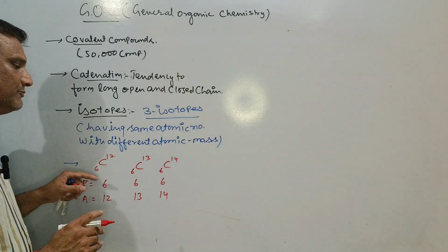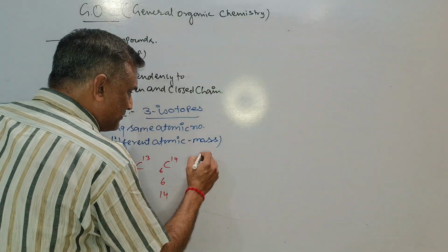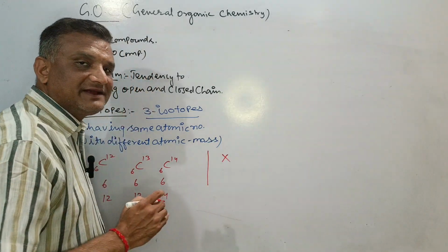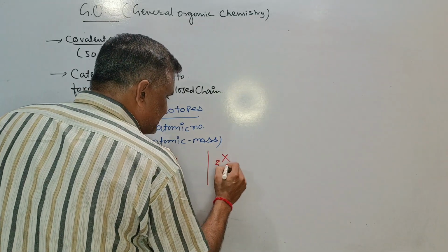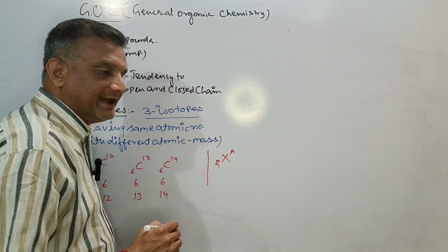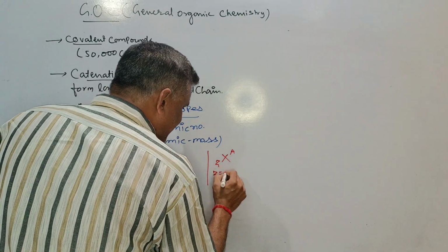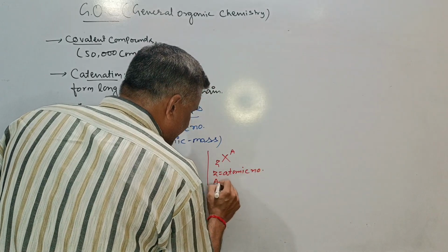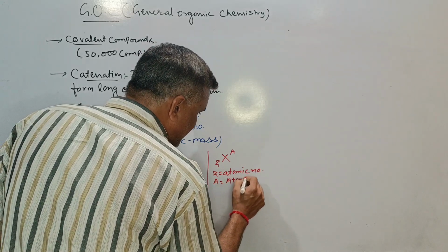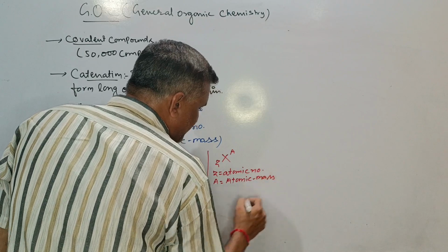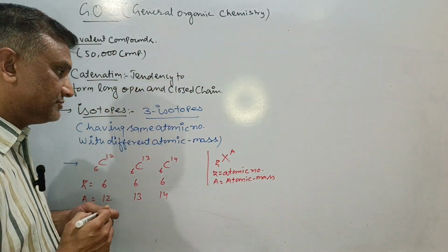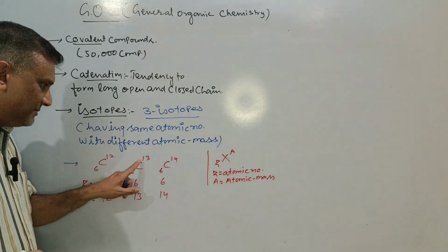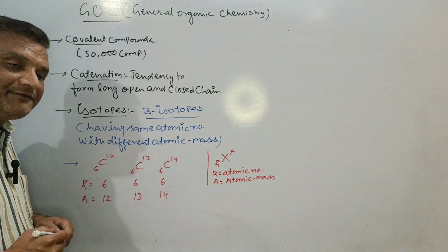If you are confused about A and Z, then you can see over here. Any element can be represented as follows. X is the element. At the base it will be Z, in the power it will be A. So Z is your atomic number, and A is your atomic mass or mass number. So now it's convenient for you. The atomic number is the same, and the atomic mass is different: 12, 13, 14.